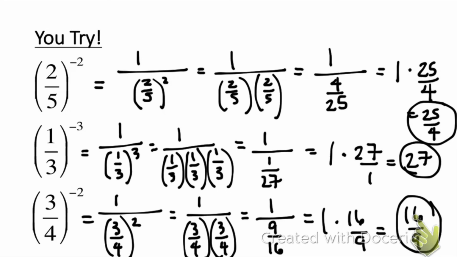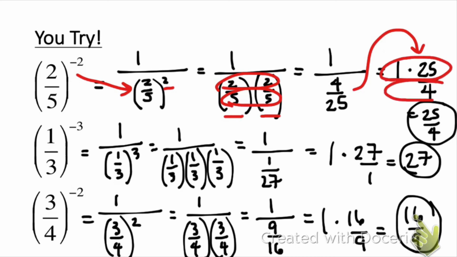So here are the answers I have for the 3 you try problems. The first answer I got is 25/4. I got that by, let's see, the first thing I did is I put the whole entire thing down in the denominator, but with a positive 2. And then if I have 2/5 and I'm squaring it, that really means it's multiplying by itself 2 times. So I wanted to show you what that looks like. Okay, now down here I multiplied across, so I get 4 over 25. And then I use the concept of dividing by a fraction is equal to multiplying by the reciprocal. Multiplying across, I get 25 over 4.